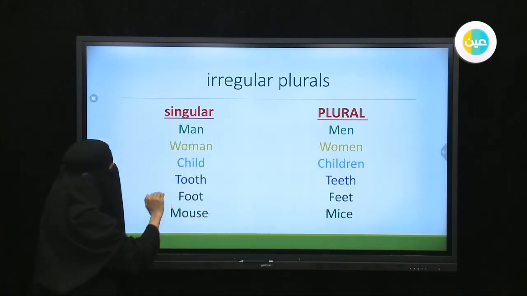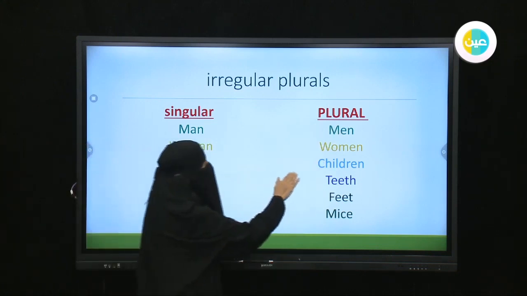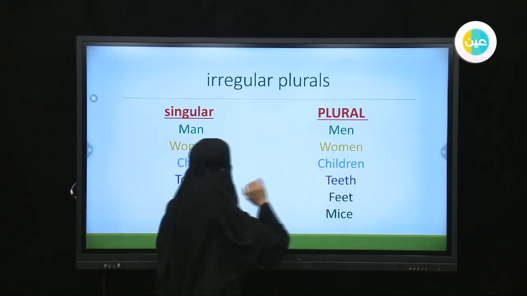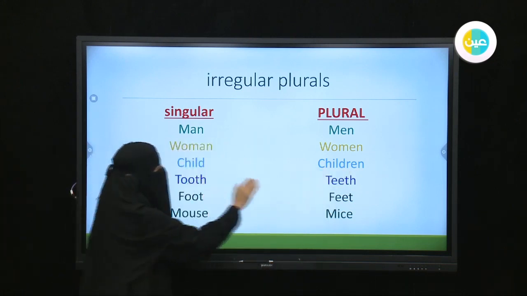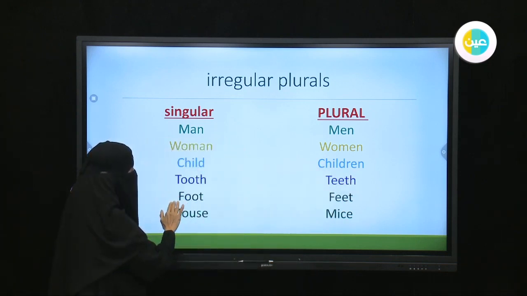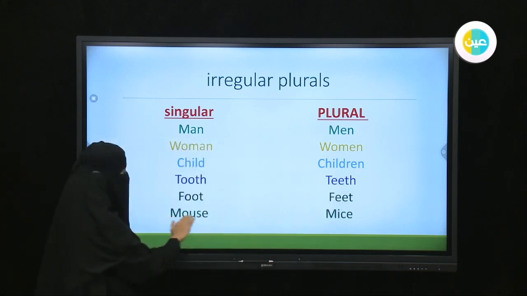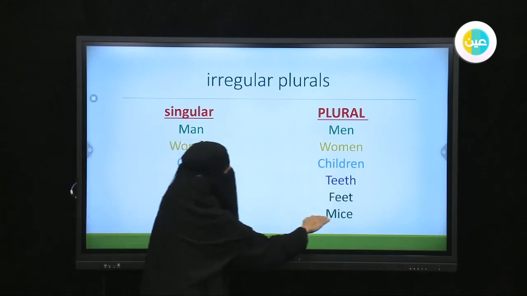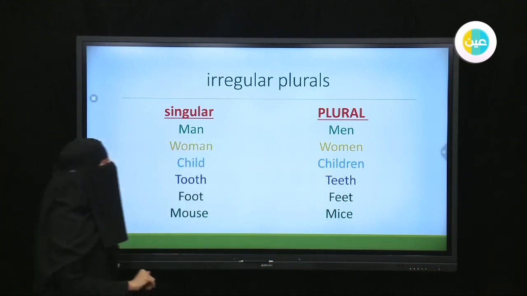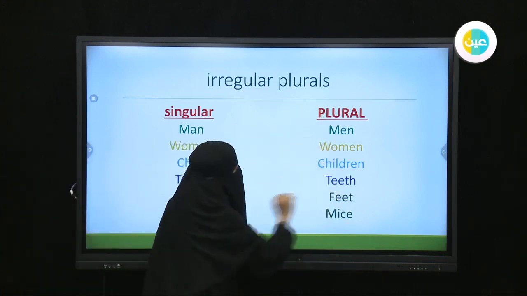Okay? Look at child. One, child. Two or three or more, children. One, tooth. Two or three or more, teeth. One foot, 2 feet. One mouse, many mice. Okay? So we call these words irregular plurals. These are irregular plurals.